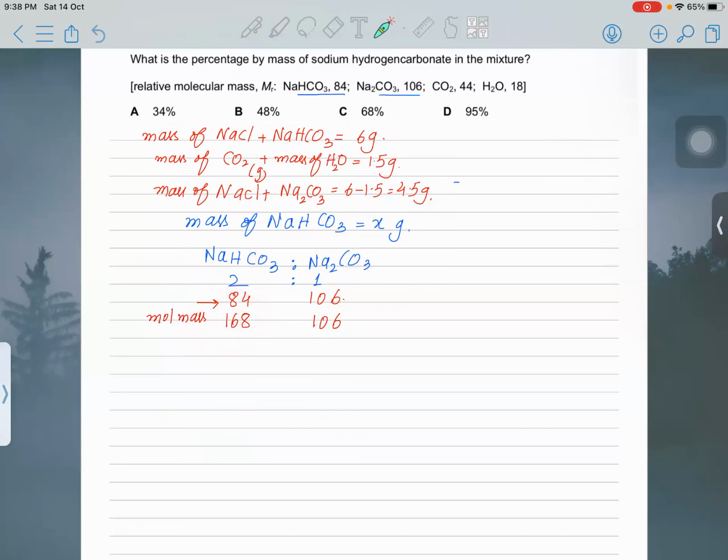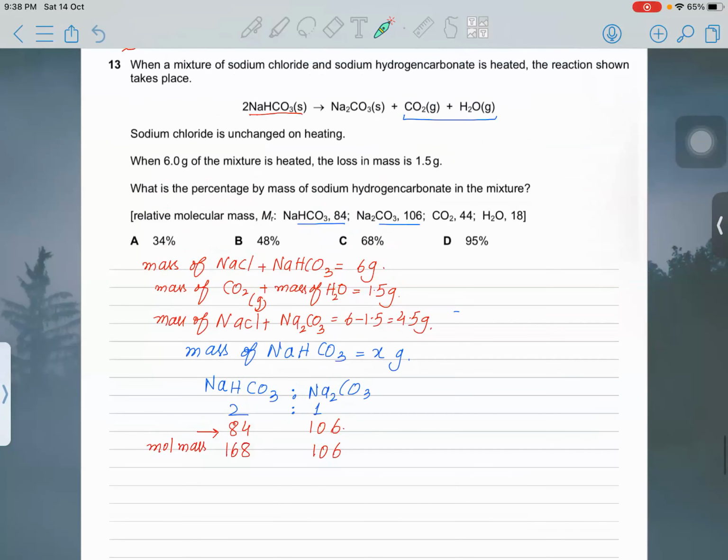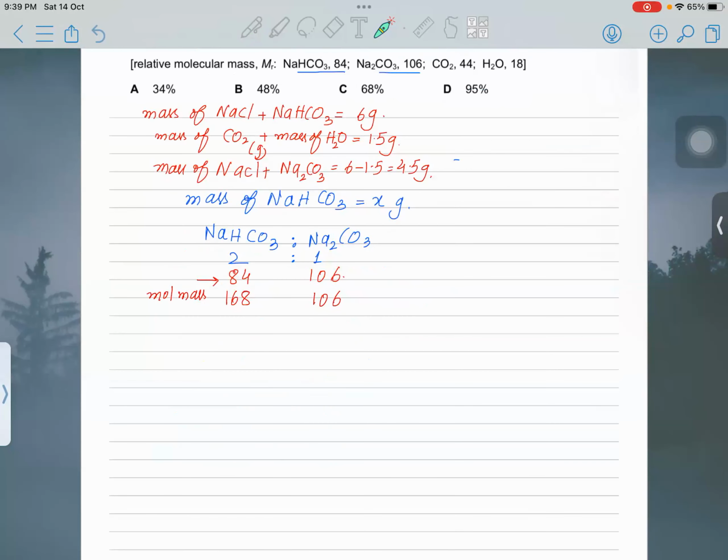Sir, how did you calculate it was 168? Because you know that here we have 2 moles. So total mass would be 168. Oh, okay. So Mr was the mass of 1 mole. Yes, sir. So you just multiply it. Okay.